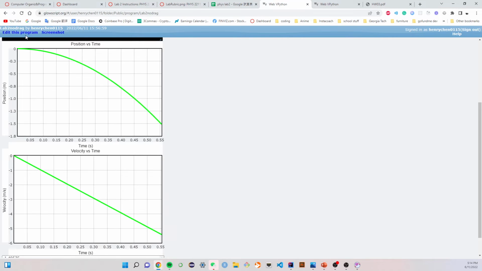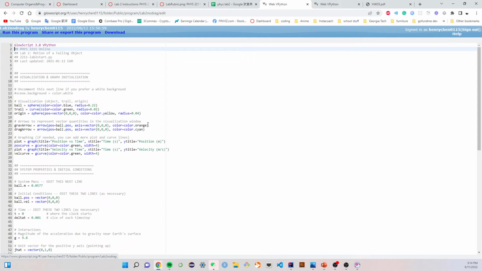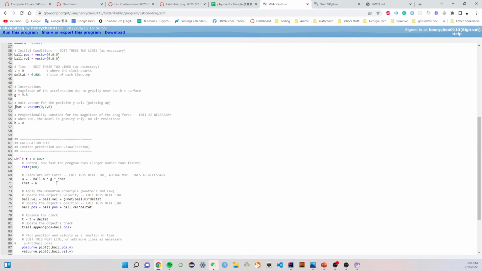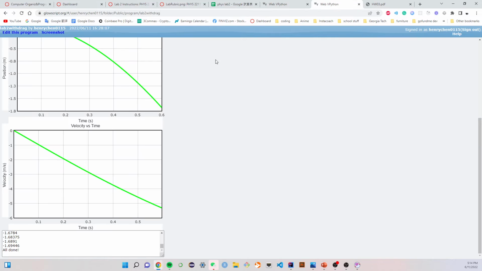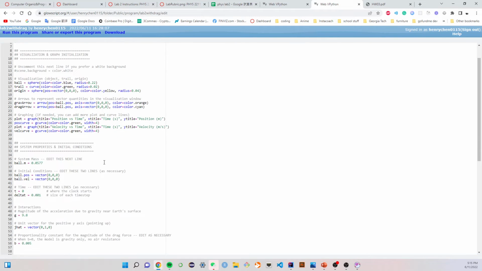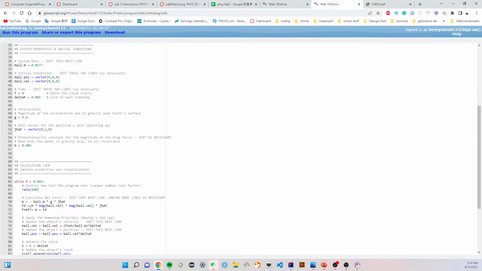Here we have our first Python simulation, which is not putting drag force into consideration. So here you can see the only force that is acting on the ball is simply the gravitational force. This is my second simulation that puts drag force into consideration. So here, instead of only the gravitational force, now there's also a drag force, which is proportional to velocity squared. And F net is the gravitational force plus the drag force.